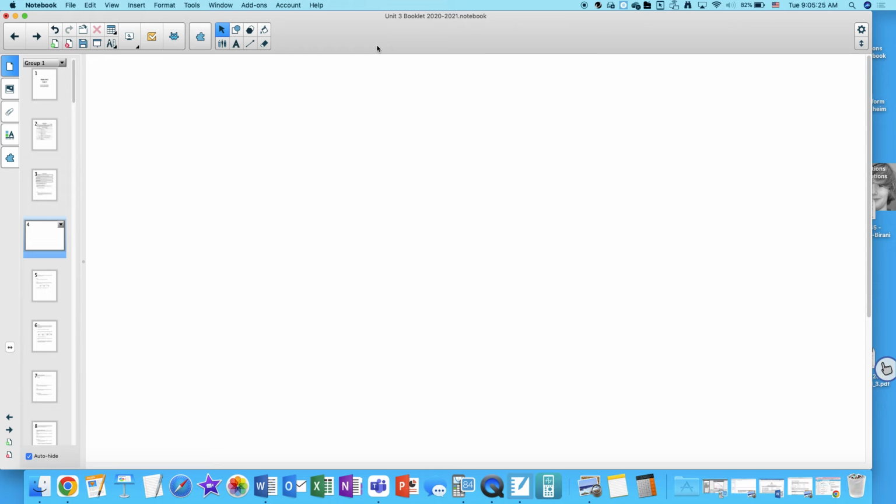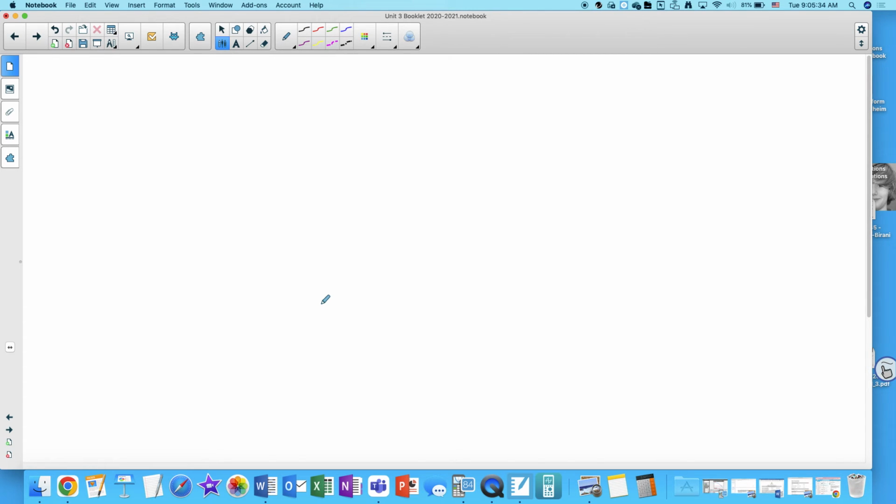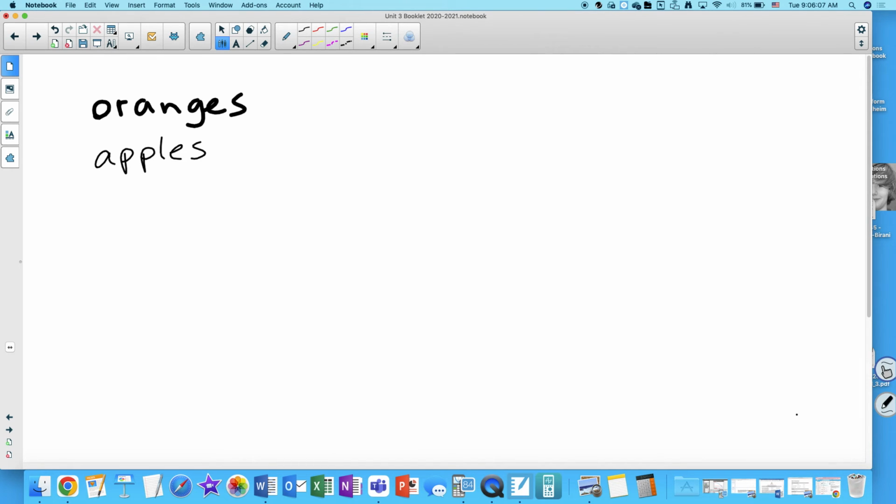So let's suppose you're going to a potluck dinner and someone asks you to bring fruit, okay? All right, so let's talk about what are some of the different fruits that you might bring to the dinner. Oranges? Okay. What else? Apples? Okay. Oranges and apples to a potluck dinner. Interesting. Okay. What else? Watermelon.